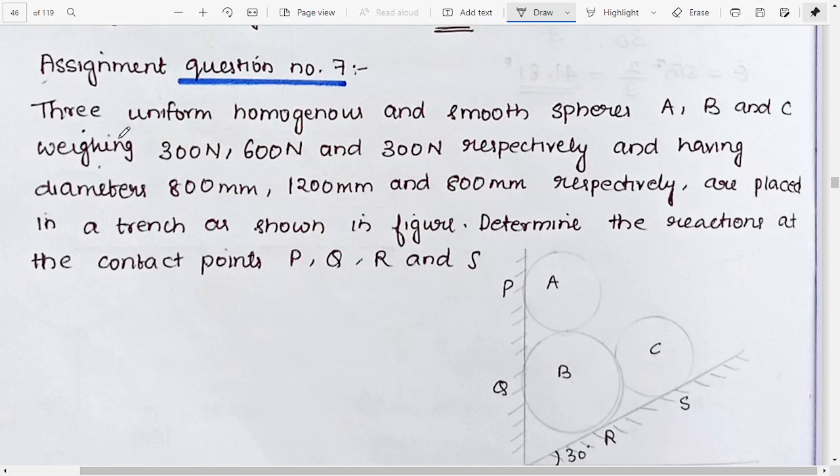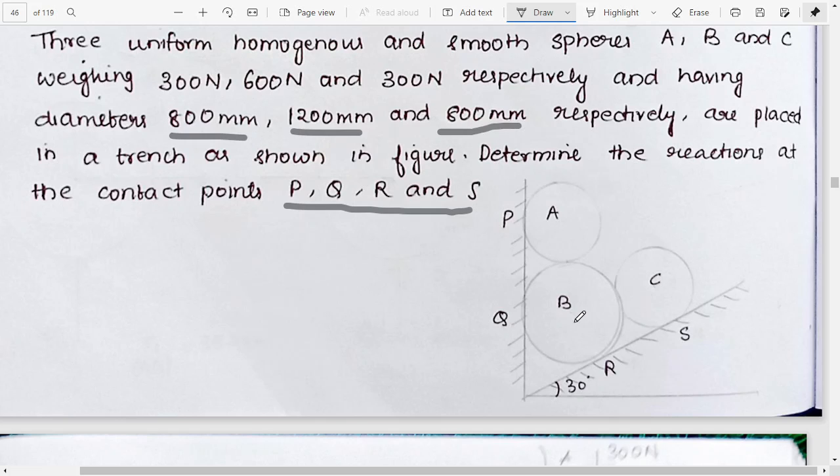Okay. Three uniform homogeneous and smooth spheres A, B and C weighing 300 Newton, 600 Newton and 300 Newton respectively, and having diameters 800 mm, 1200 mm and 800 mm respectively, are placed in a trench as shown in the figure. We need to determine the reactions at the contact points P, Q, R and S. So in this case we just need to find the reactions. What are the main forces happening in this case?